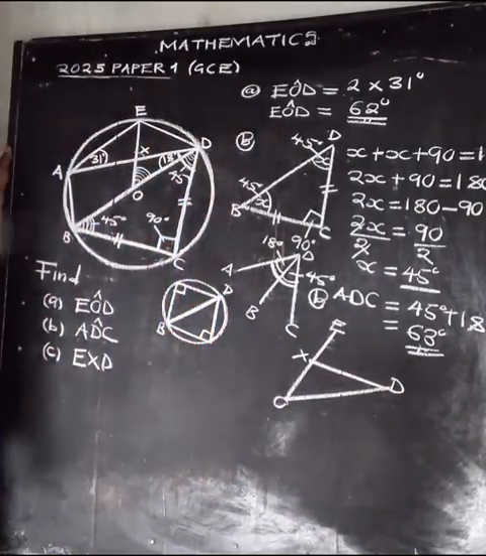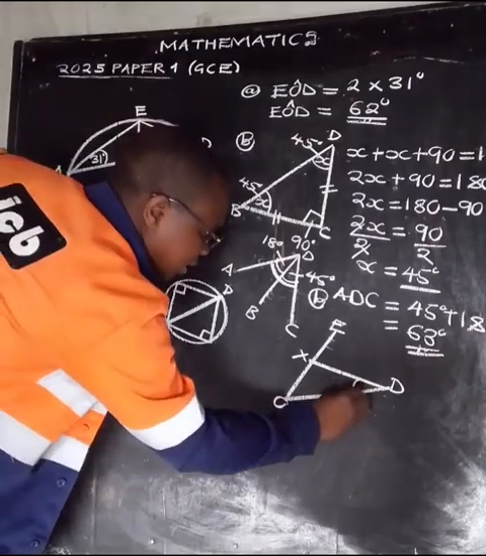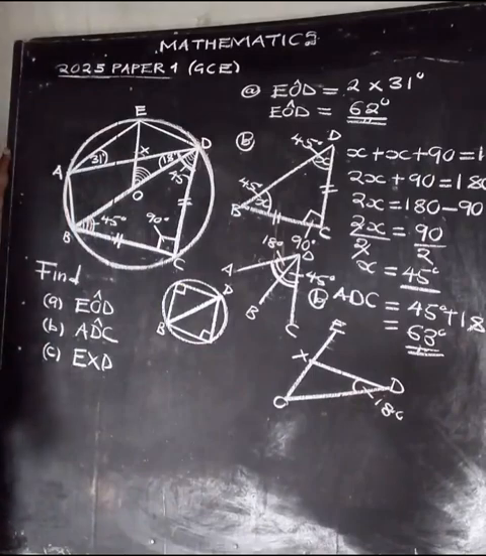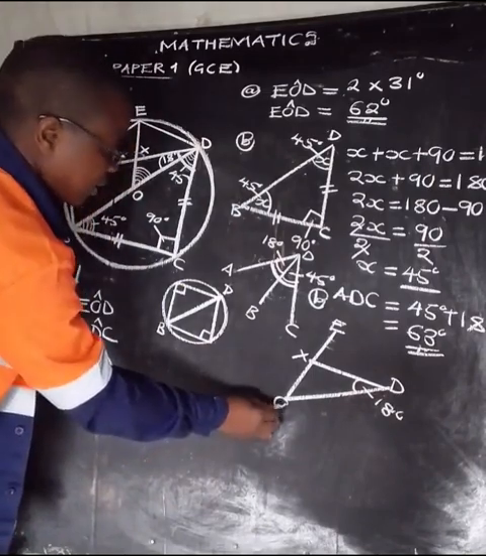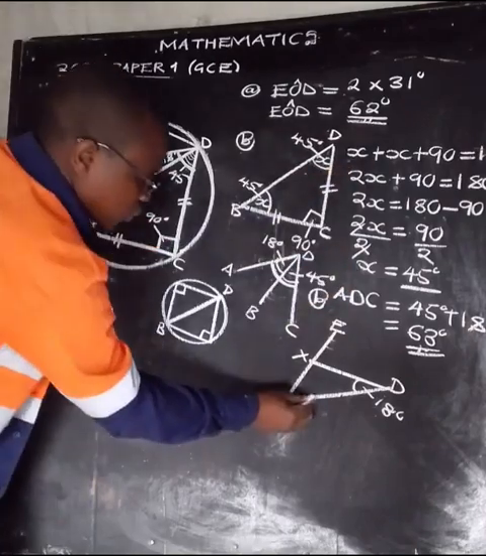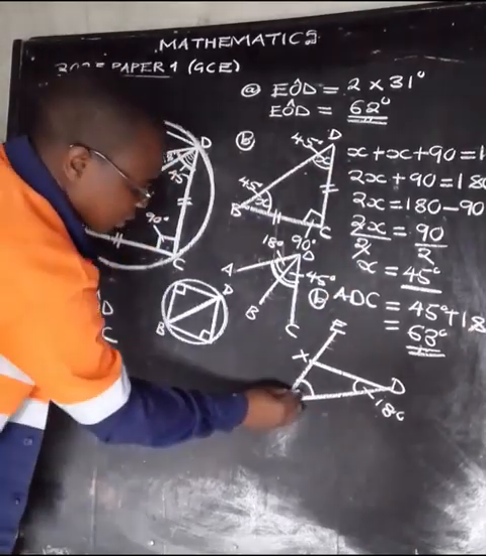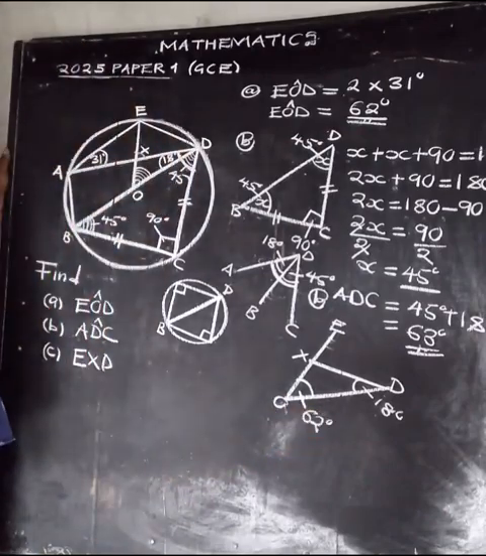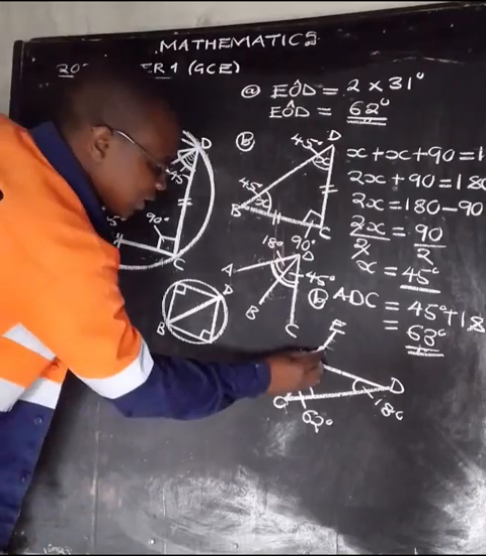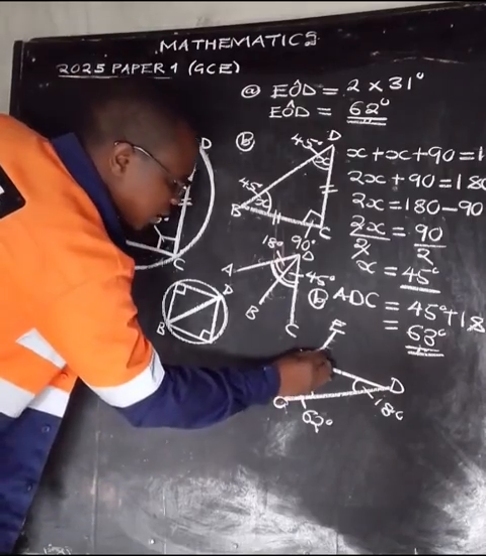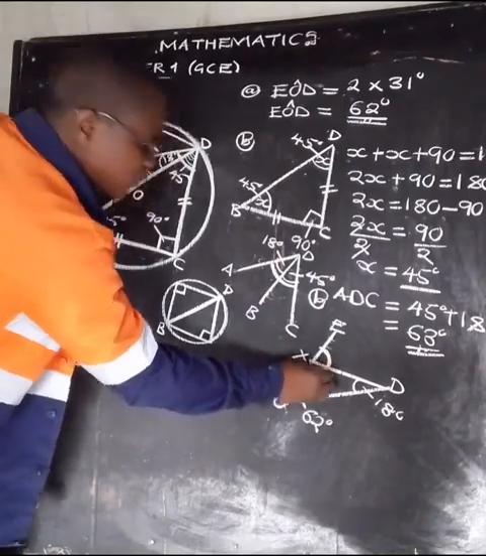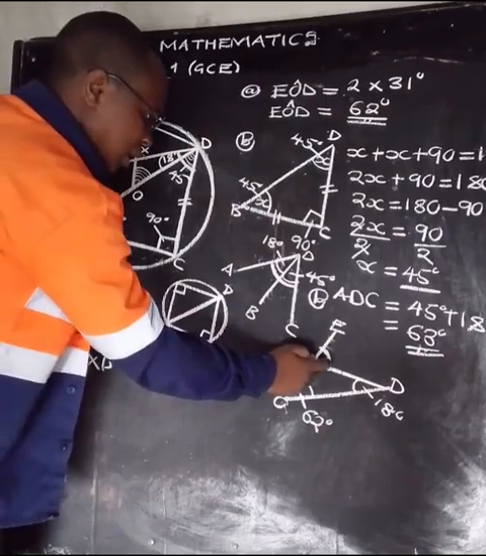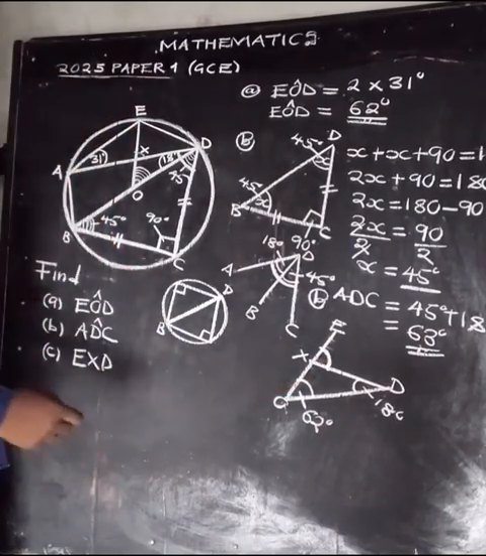Where angle DA is 18, so this angle is 18. Take note, this is 18. And then the angle at the center, remember, our answer was 62. So this angle is 62. And what we want is this angle. This angle is the angle they want us to find.